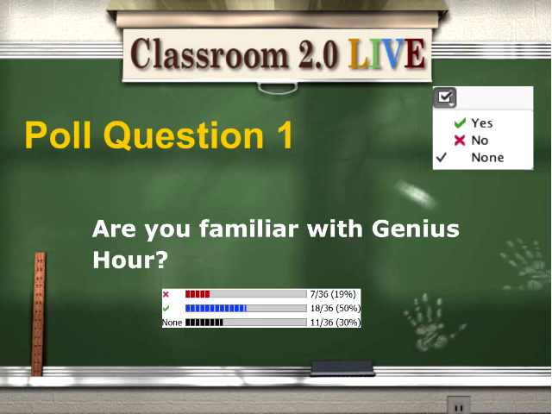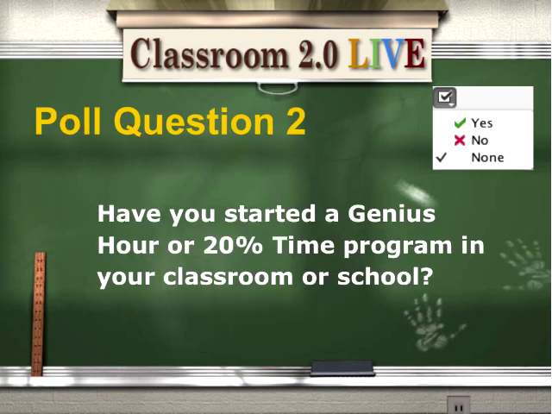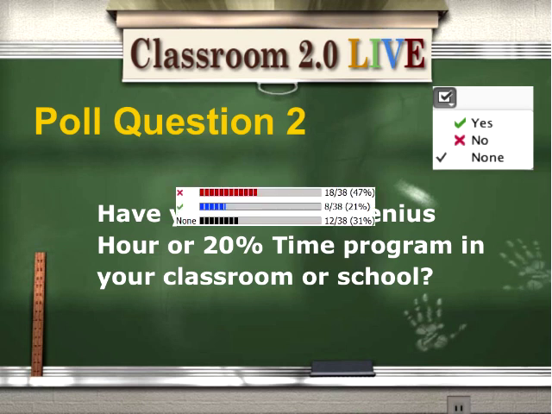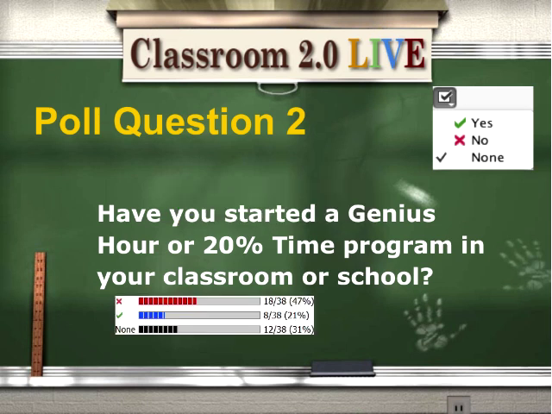So let's clear the votes and go to our next poll question, which is, have you started a Genius Hour or 20% time program in your classroom or school? Again, that's the little icon under your name. Eileen, I think you still have the voting option right at the bottom of your screen. If you can't make the voting option work, just type yes or no in the chat for us. Okay, let's take a look at the results. And that's a flip. About 50% have not actually started a Genius Hour or 20% time program in your classroom.